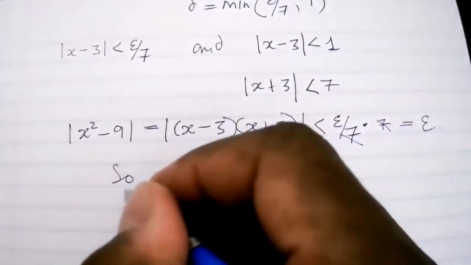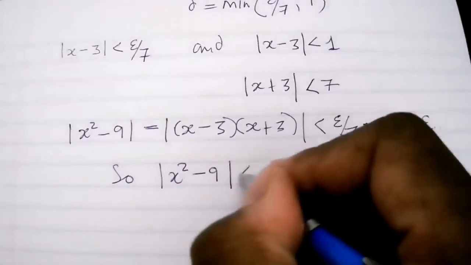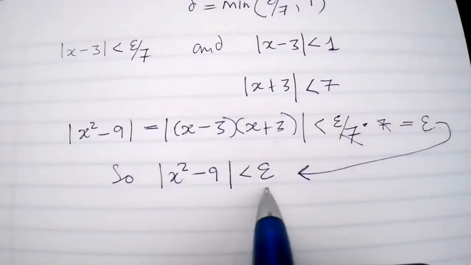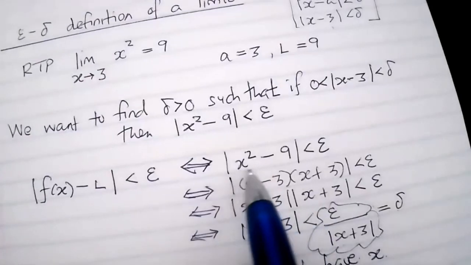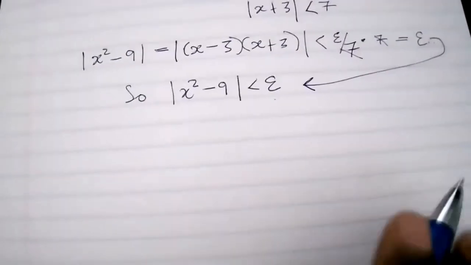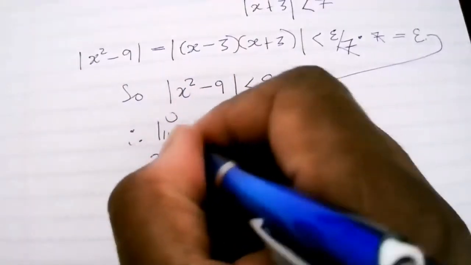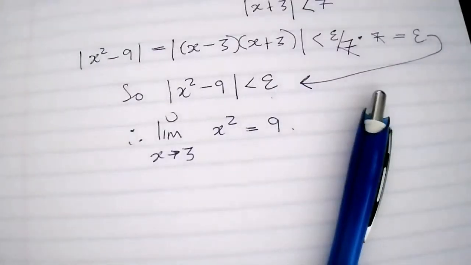Epsilon. So we have landed back at this, because we needed to end up with epsilon, and that's exactly what we got. If you go back to the original definition, absolute x squared minus 9 is less than epsilon. So we've literally reversed, and we are done with the proof. All that is left is to give a conclusion and say what needs to be said.